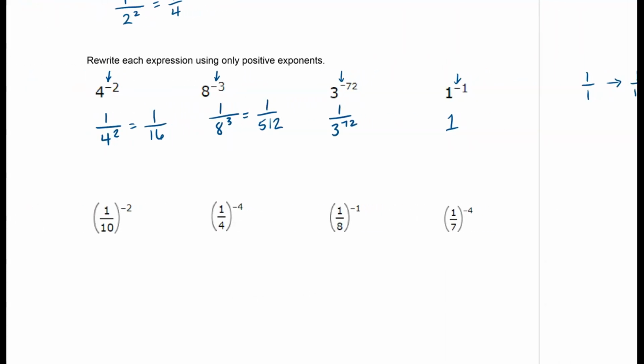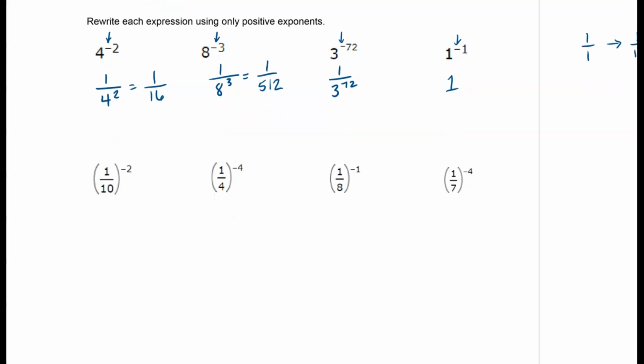Now we could have a fractional base like 1/10 to the -2. So I want to take the reciprocal of the base, and that's going to take care of the negative on the exponent. So if I take the reciprocal of 1/10, I get 10, and then I'm still going to raise that to the second power. To simplify that, 10 times 10 is 100. Another example, 1/4 to the -4. The negative on the exponent takes the reciprocal of 1/4, which is 4, and then I want to raise that to the 4th power. That simplifies to 256.